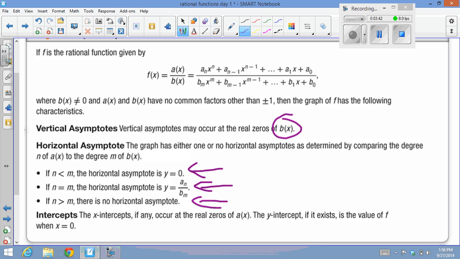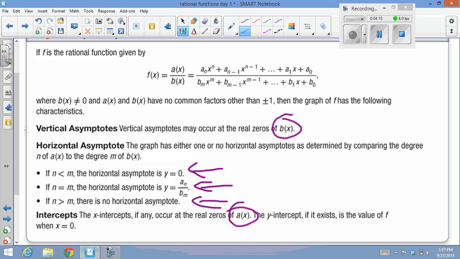In order to find the intercepts of my graph, the x-intercepts occur wherever the top equals 0. Top is a of x. Then the y-intercepts will occur when you put a 0 in for x and solve for y. That hasn't changed from what we've done in algebra before. So if I have the vertical asymptotes, the horizontal asymptotes, and then the x and y intercepts, that's going to help me to graph my equation. The rest of it will be done by using a table.